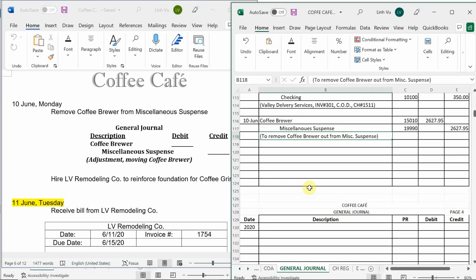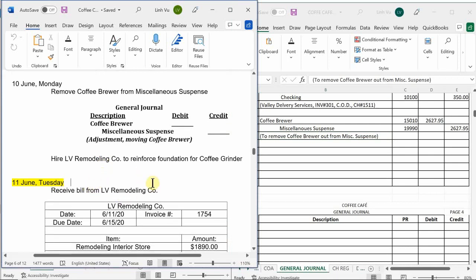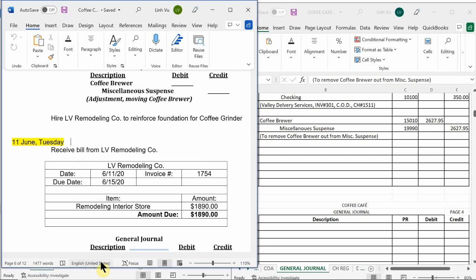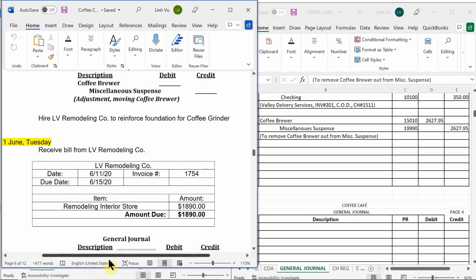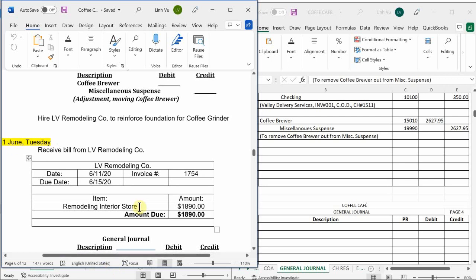All right, we're at the bottom of page 3 here. So this is what happened here. We end up receiving another bill from LV Remodeling Company, but this time this isn't for the reinforcement because we just hired them. This one is for the remodeling interior for the store. So this is the first job that LV Remodeling has done for us. Remember, we hired them after Kim Robinson gave us a recommendation. We hired them so we can have them design the inside of the store.